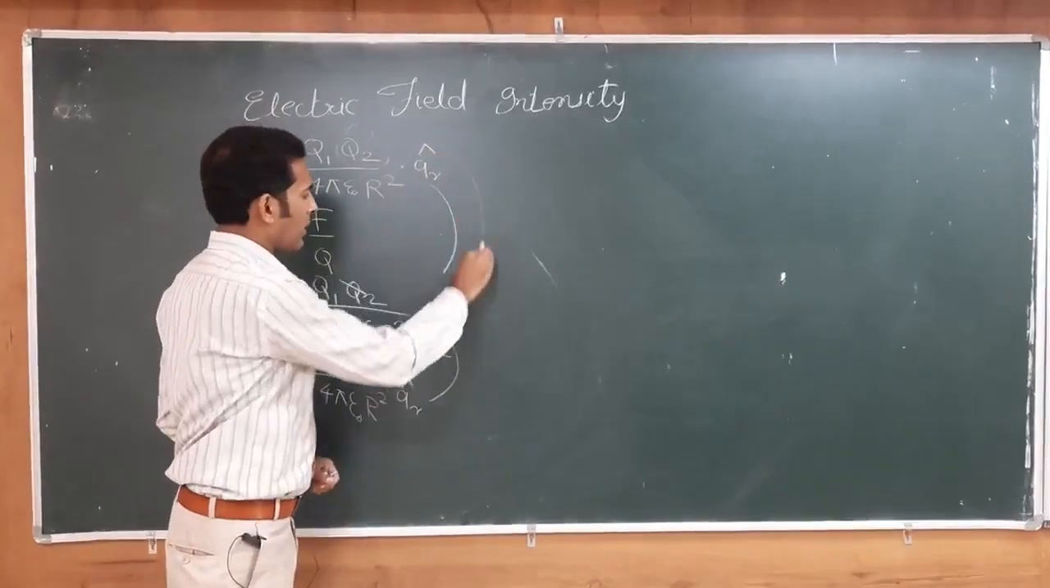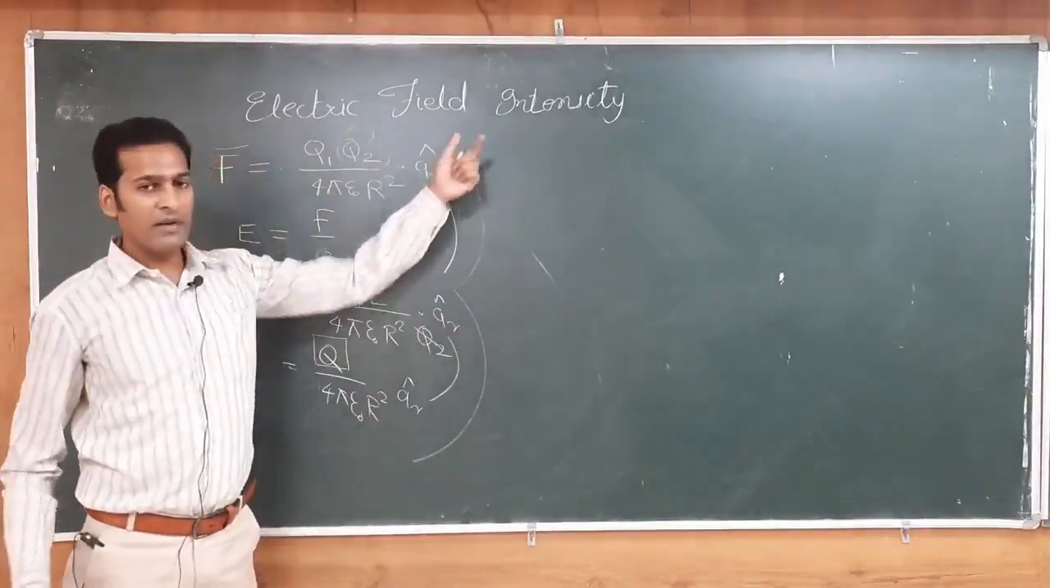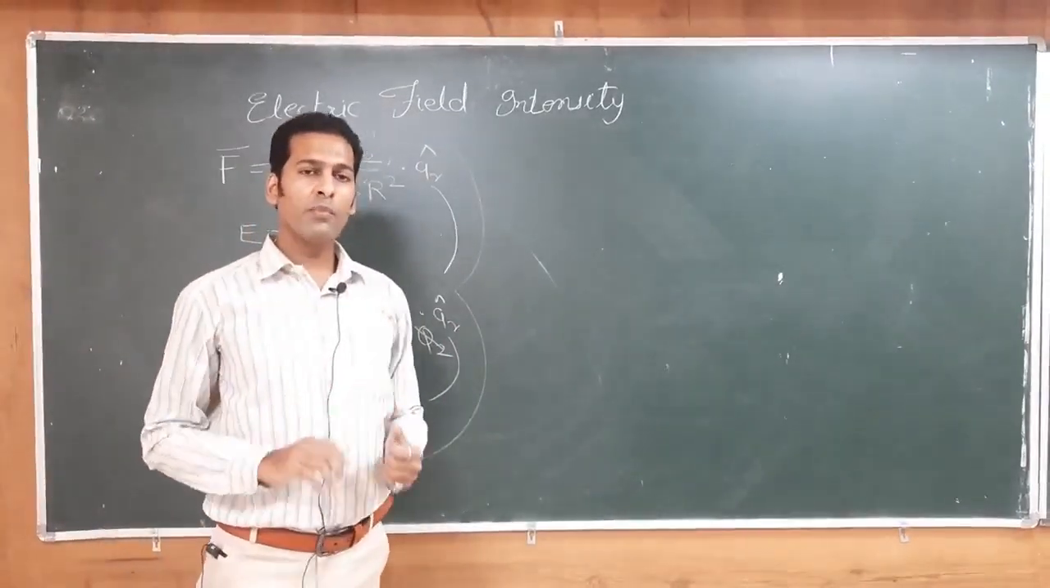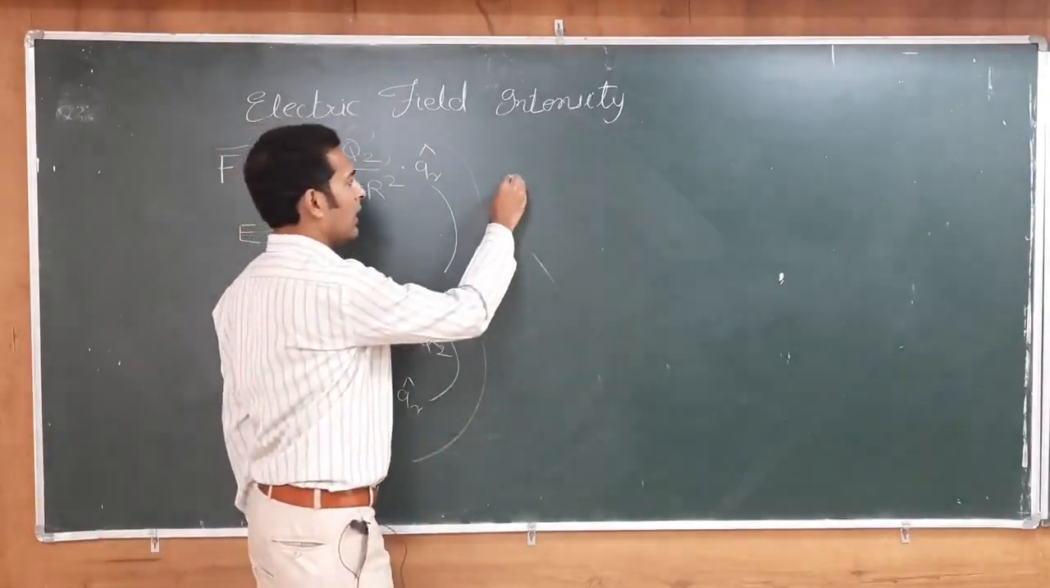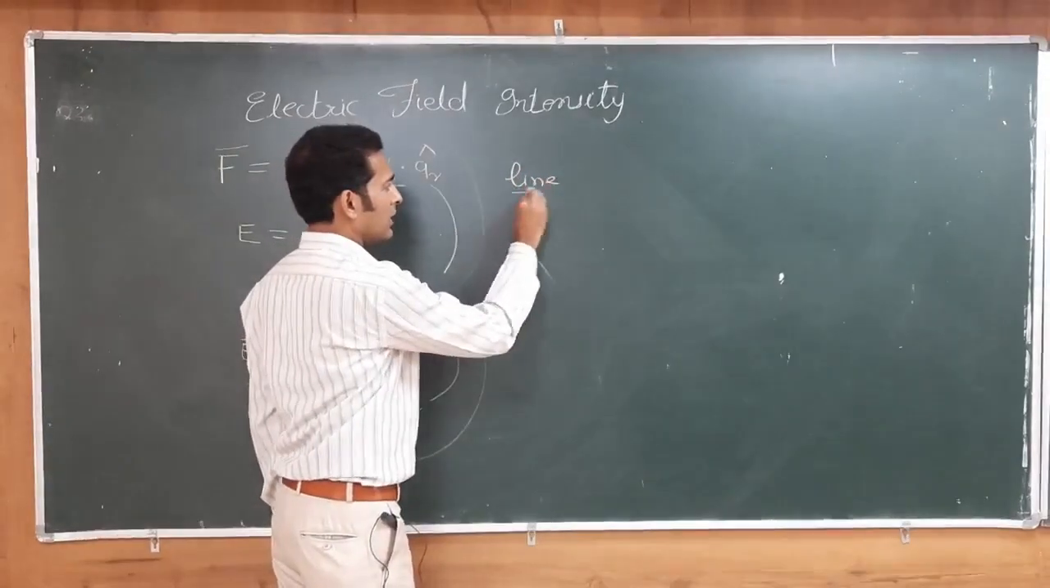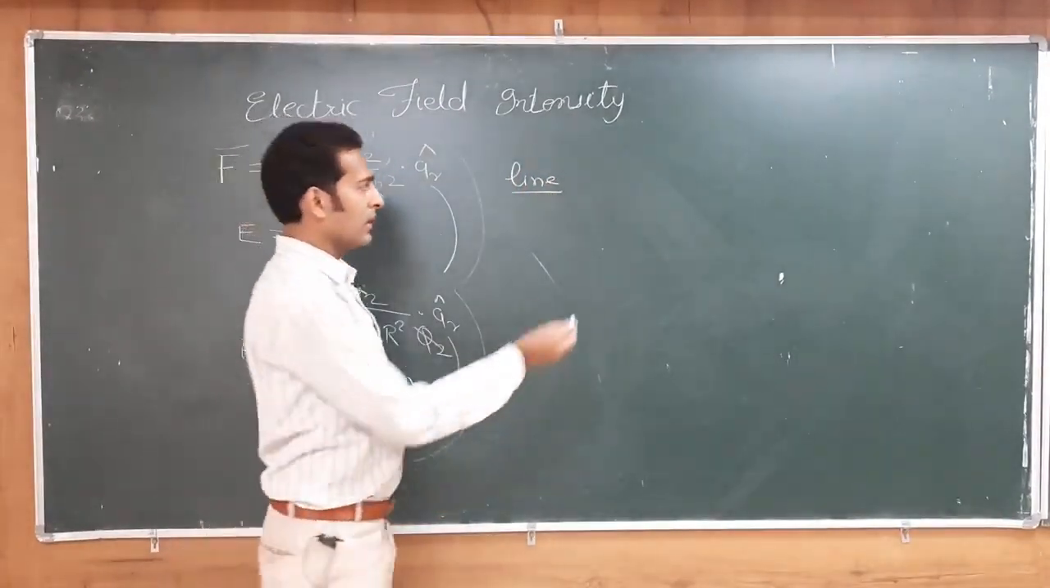So for distribution of electric field intensity, we may have various possible shapes. The electric field intensity may be due to line charge. So this line charge may be a conductor wire.